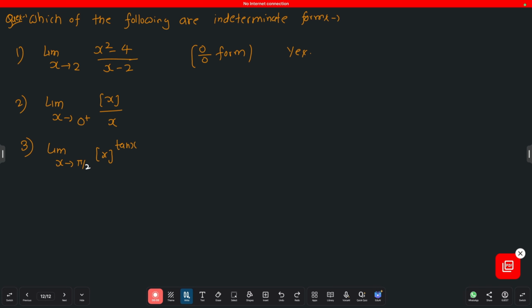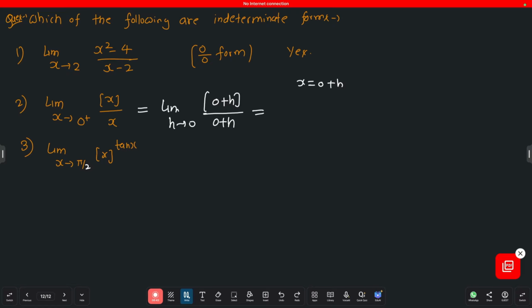Whenever we take the right hand limit at 0, if I write limit h tending to 0, then x will be replaced by x plus h, I mean 0 plus h. Since we are taking 0, x will be replaced by 0 plus h. If it is left hand limit, then x will be replaced by 0 minus h. So x value means 0 plus h upon 0 plus h.